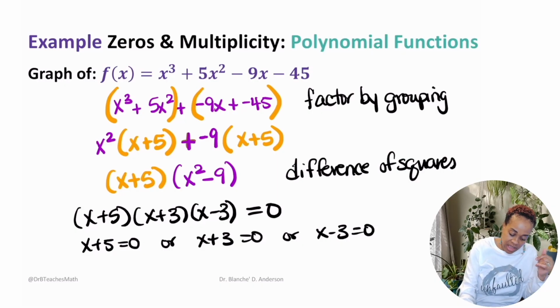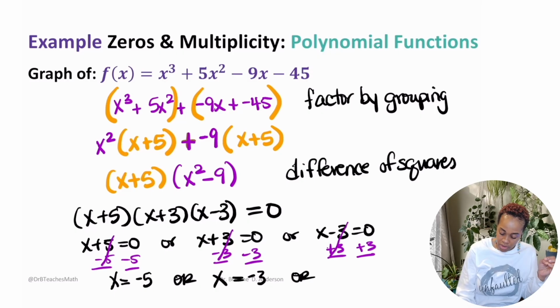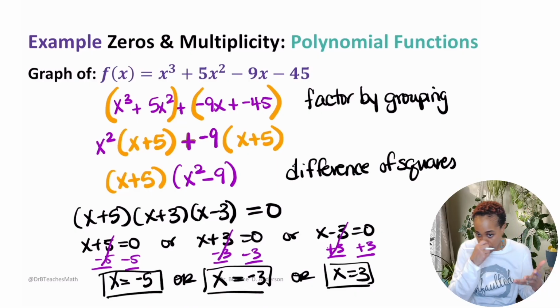Totally different lesson. Now when I solve these for x, so we can get our x-intercepts, whatever I do to one side, I have to do to the other side. Plus 5, negative 5, plus 3, negative 3, negative 3 plus 3, they cancel out. So I have, can I write there? Yep, x equals negative 5, or, I'm going to write over my name, x equals negative 3, or x equals 3. These are my zeros. These are my x-intercepts. These are my roots to the polynomial function.